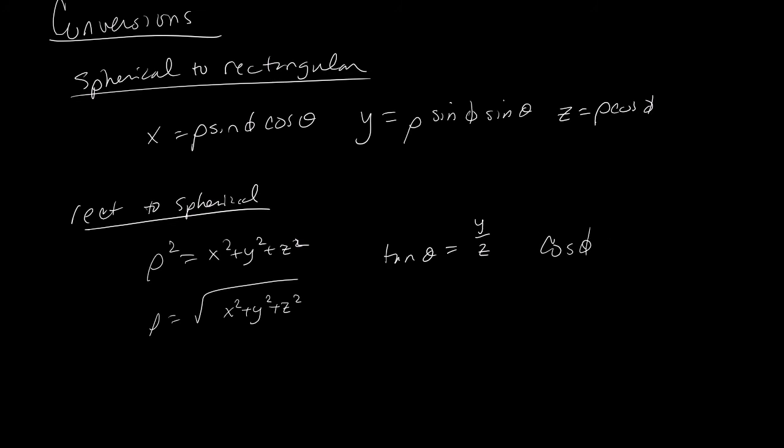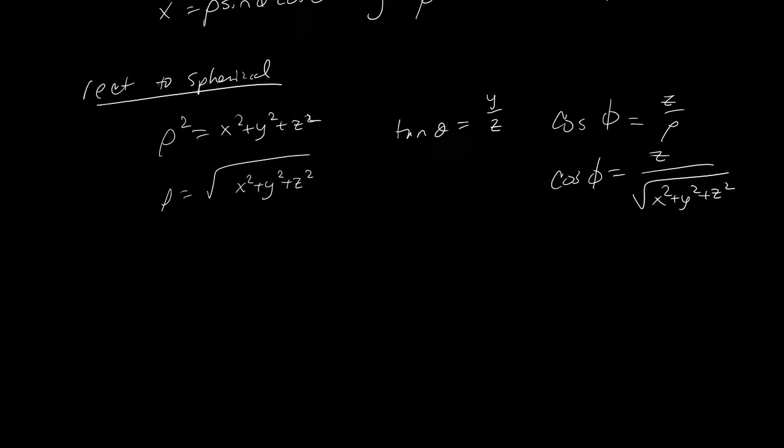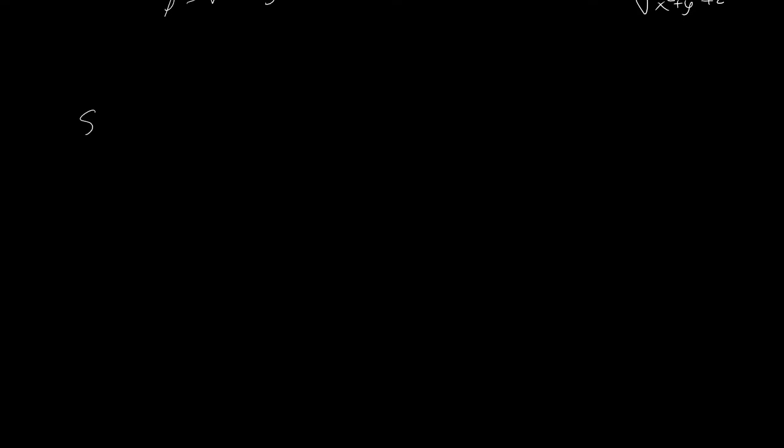I got to work on that circle. Cosine of phi, there we go, is equal to z over rho. Or you could also write that then as z over the square root of x squared plus y squared plus z squared. Okay. And then if we're going from spherical to cylindrical, okay, we would use these.